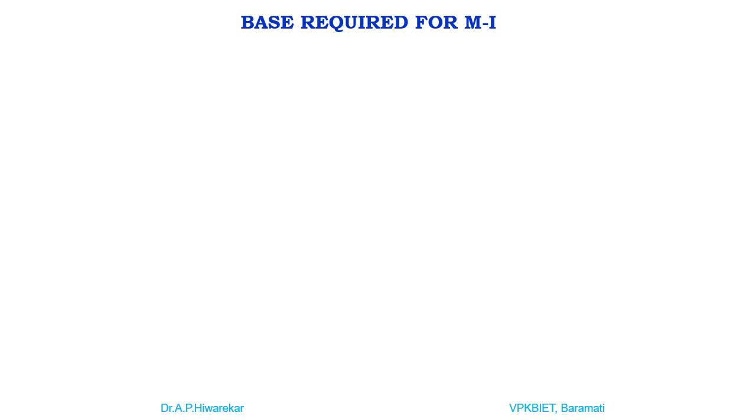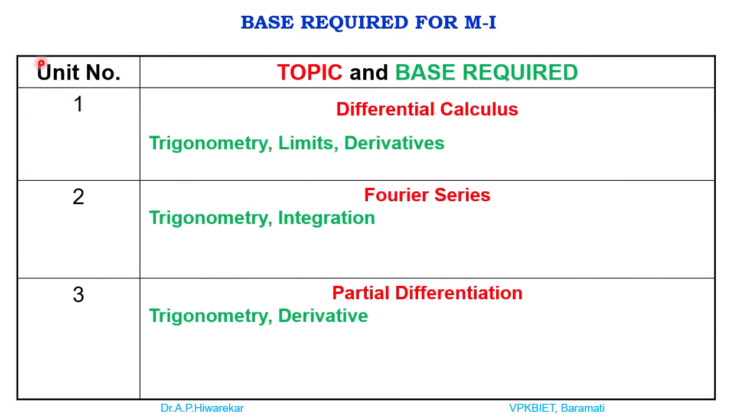Now we will see what base is required for this particular course. If you look at unit number 1, which is differential calculus, we have seen the contents of that in detail. But if you look at what base is required, obviously we require trigonometry, limits and derivatives for unit number 1 as a base. For unit number 2, which is Fourier series, we require trigonometry and integration as a base, because the Fourier coefficients, which are called A0, An and Bn, are expressed in the form of integration.